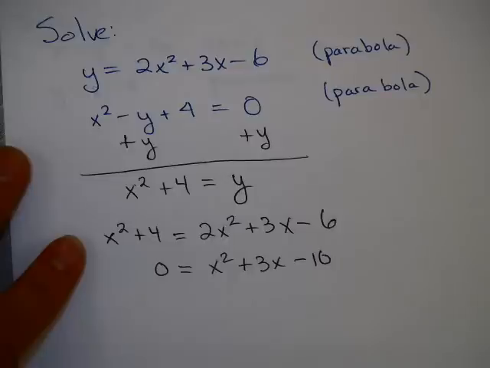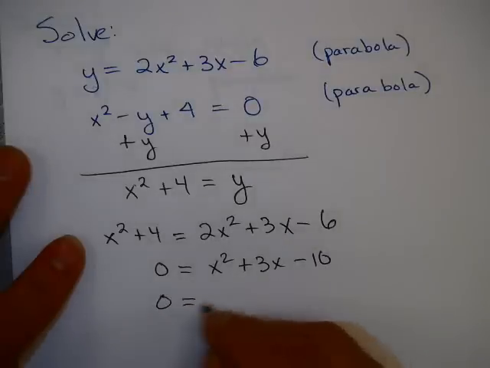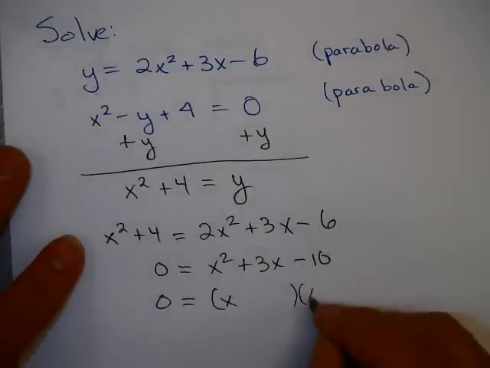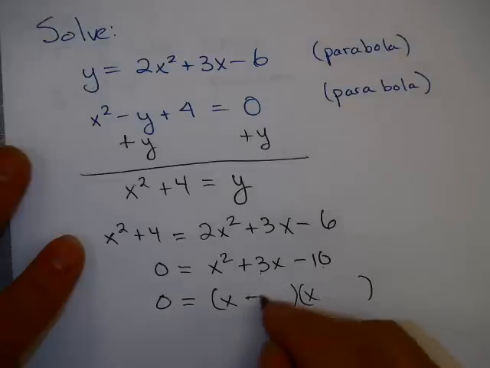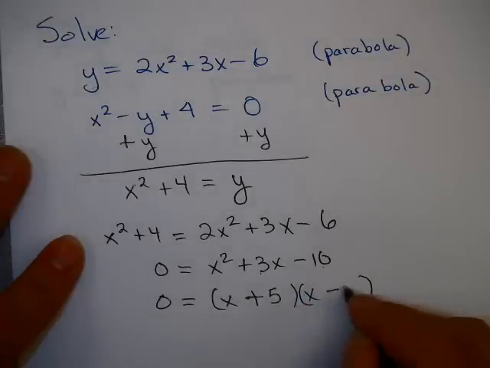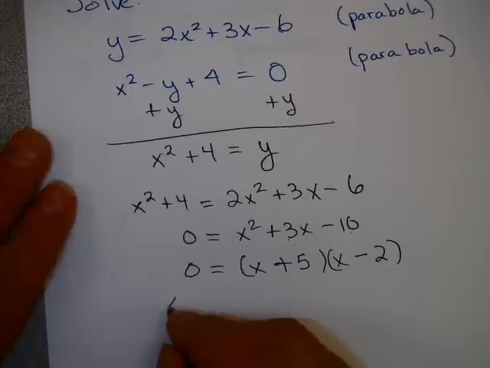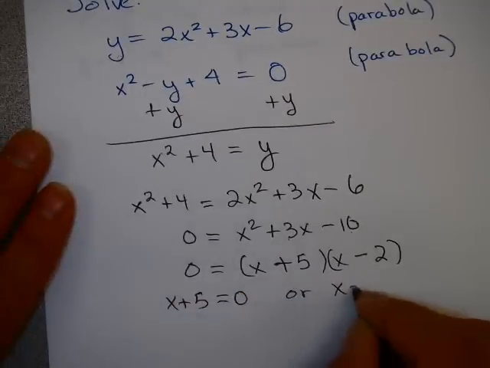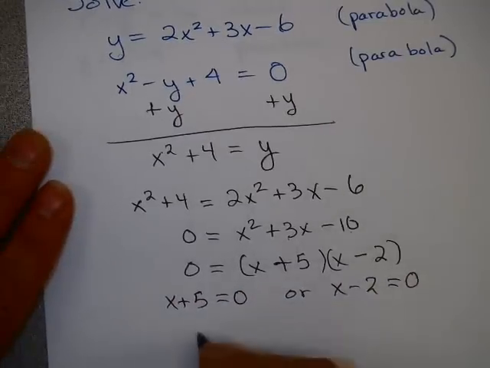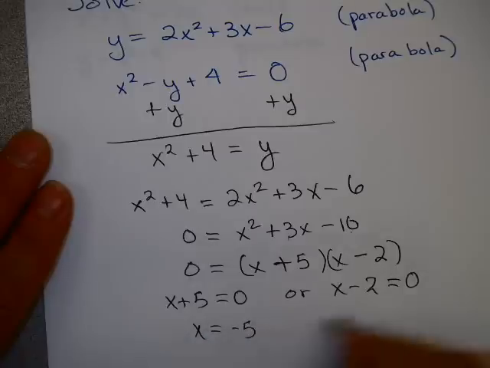And I get this equation. Solving this quadratic equation, again, I think this can be factored. Factors of negative 10 that add up to 3 are positive 5 and negative 2. That tells you that x plus 5 equals 0, or x minus 2 equals 0. So x equals negative 5, or x equals 2.